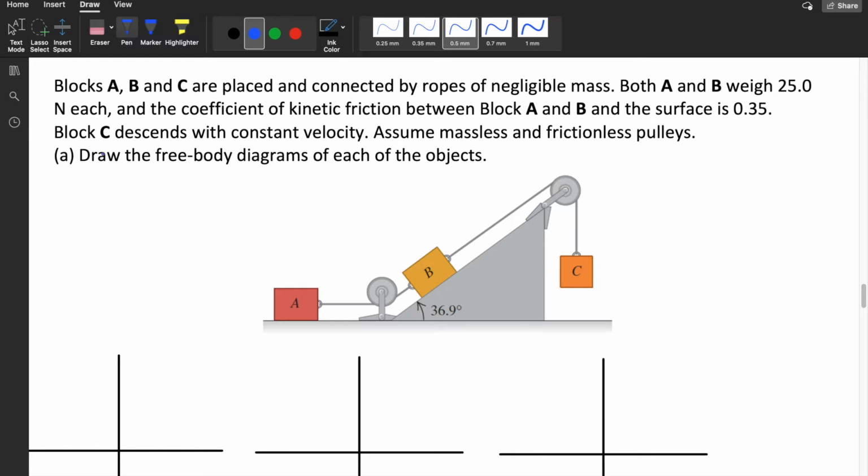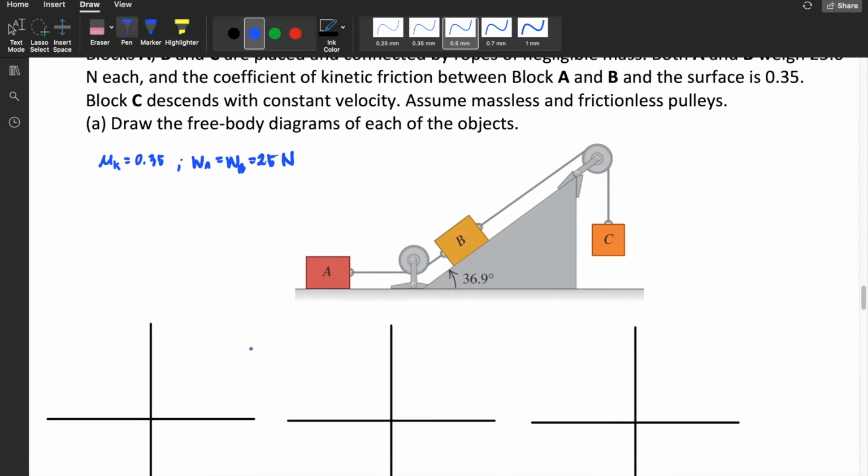Okay, so here, the givens are the following. Your coefficient of kinetic friction is simply equal to 0.35. This is the coefficient of friction between blocks A and B and the surface. And at the same time, the weights of A and B are equal, so you'll have WA and WB equal to 25 newtons.